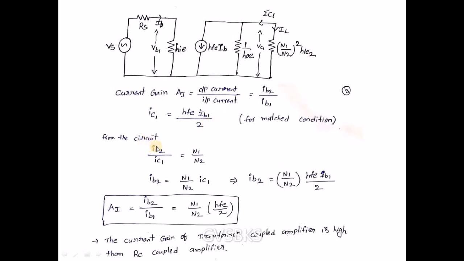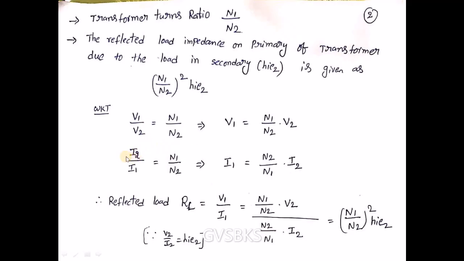Okay, so from the circuit we can write IB2 by IC1 is equal to N1 by N2, and from this we know that I2 by I1 is equal to N1 by N2. I2 means the secondary current and I1 is the primary current.